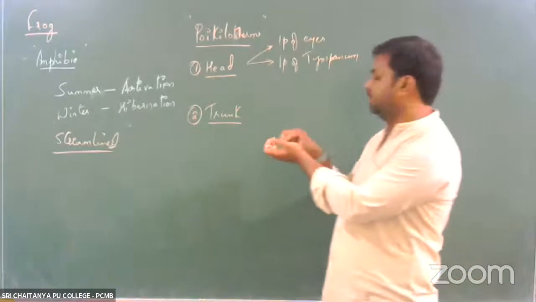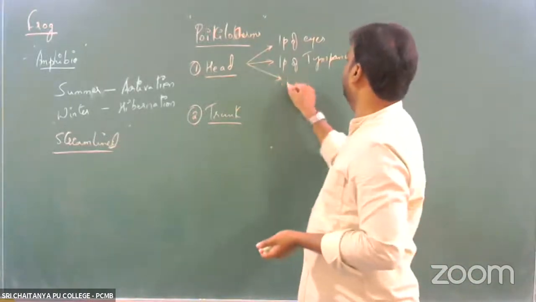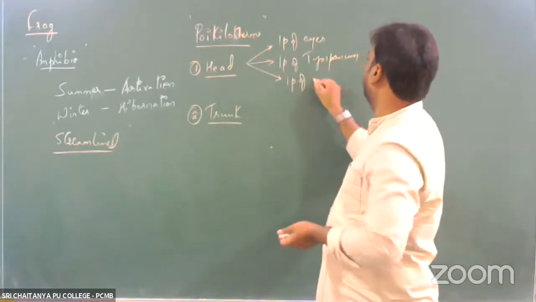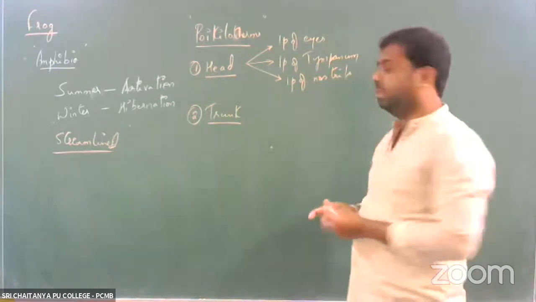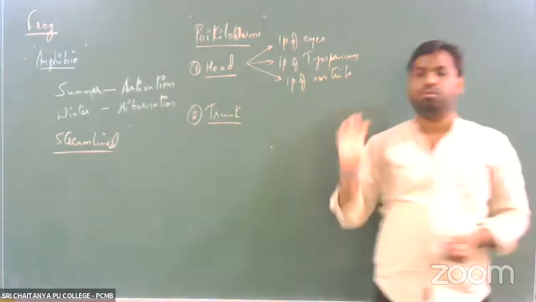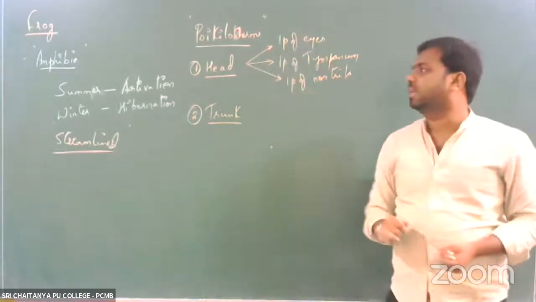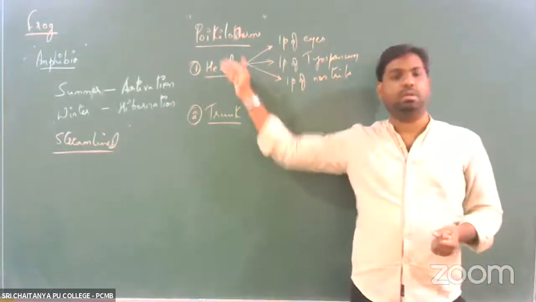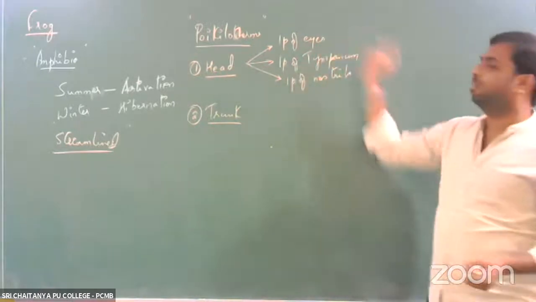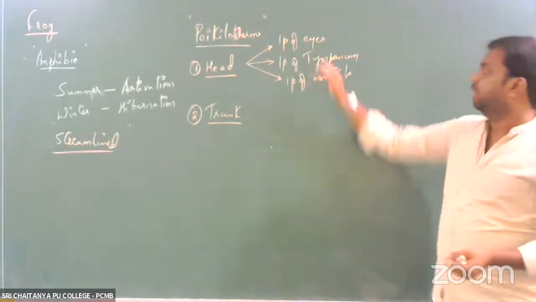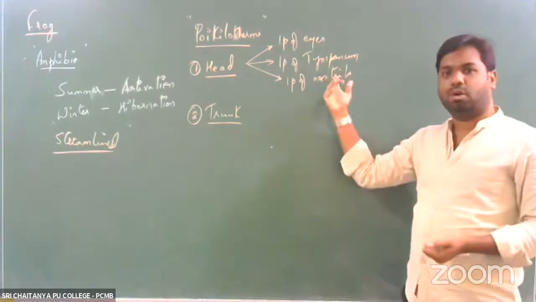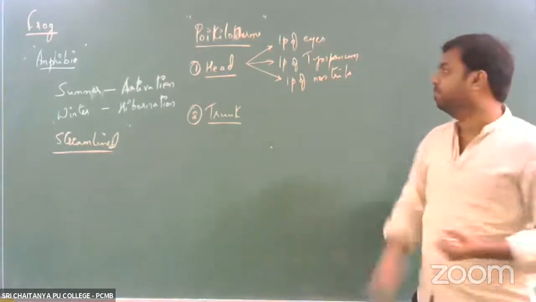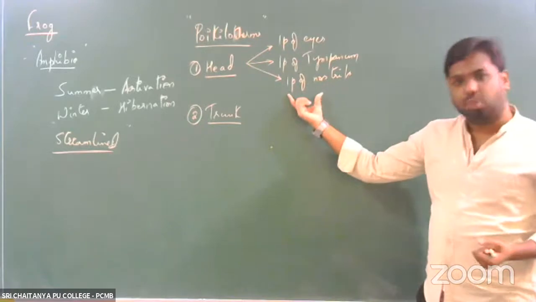The third thing that is present in the head is one pair of nostrils. So on the snout of these organisms, they have one pair of nostrils. So these are the three things present in the head of the frog. One pair of bulging eyes; one pair of tympanum, which represents the ear of this organism because the external ear is absent; and one pair of nostrils.